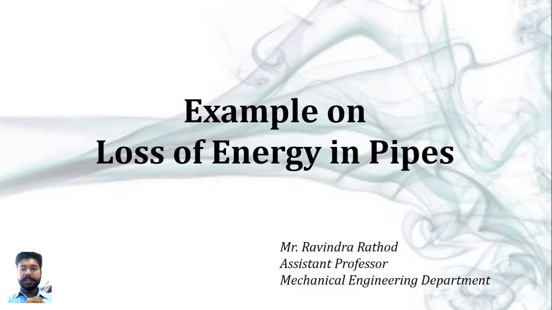By that formula, we can find the head loss due to friction in a pipe: hf equals 4flv squared upon 2gd. And the second one was Chezy's formula, where V equals C under root of m into i. So we have seen these two formulas used to find the head loss due to friction in a pipe. Let us solve some examples based on them.